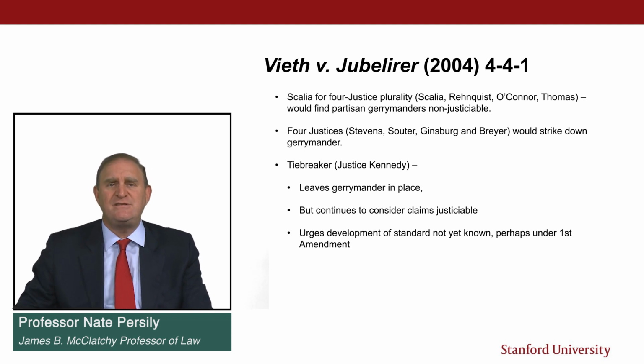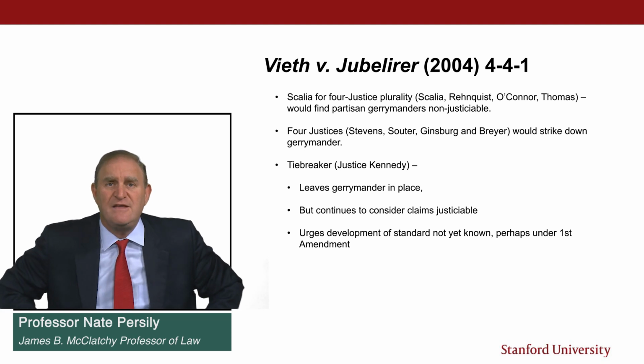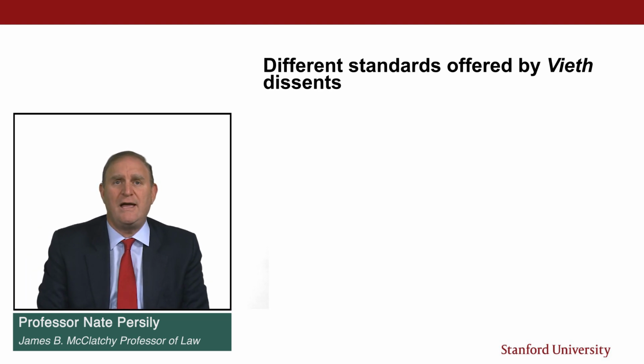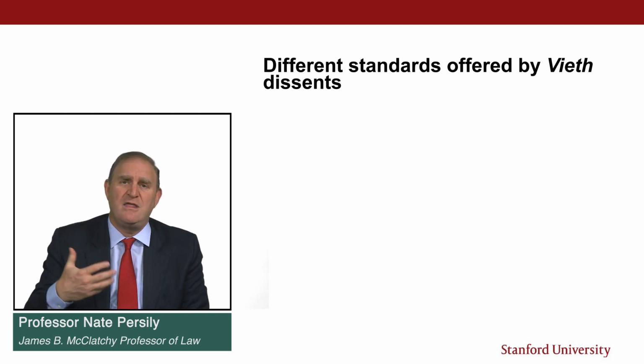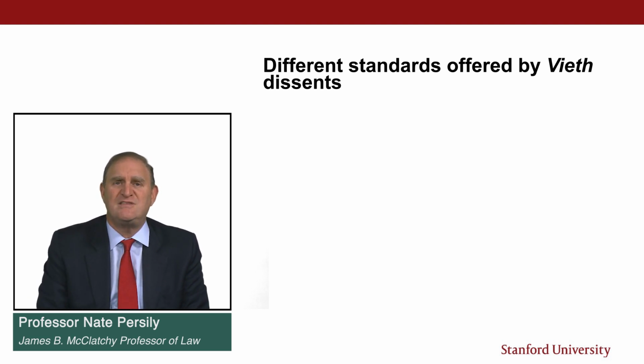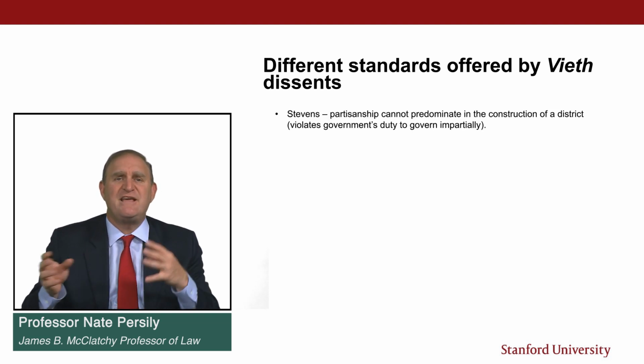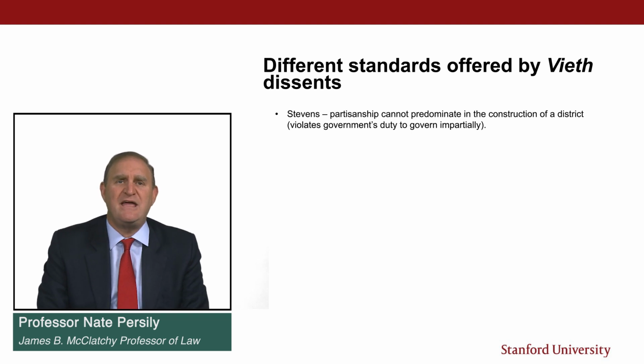Now, the different dissenters in the case offered different standards as to what would distinguish the permissible from impermissible uses of partisanship in the redistricting process. So think about whether these are the kinds of standards you think judges could apply in a given case. So Justice Stevens married several different lines of case law together to say that, look, if partisanship is the predominant factor in the construction of a district, not even a districting plan, but a district, that violates the government's duty to govern impartially and raises concerns either under the First Amendment or under the Equal Protection Clause.